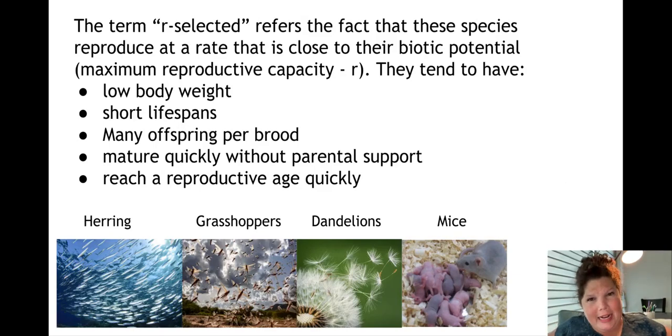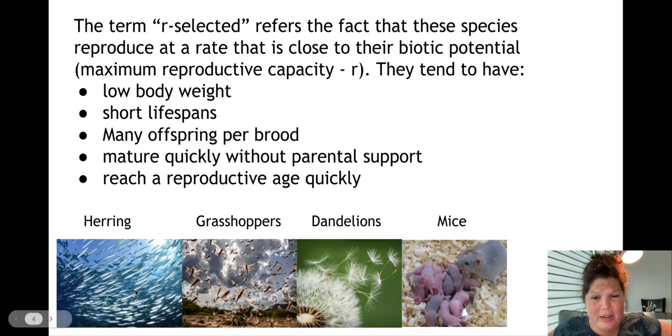So this term R-selected refers to the fact that these species reproduce at a rate that is close to their biotic potential maximum. So every moment that they can reproduce, every cycle, every heat, whatever it is, they are going to reproduce and have babies. So most of the time, these things are low body weight. They have short lifespans. They're going to have many, many offspring per brood. And then that brood is going to mature quickly without the parental support. Very, very quickly. Because it's a short lifespan, this needs to happen fast. And they're going to reach that reproductive age very, very quickly.